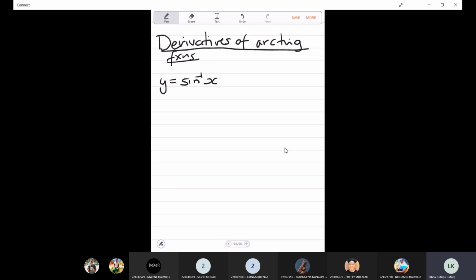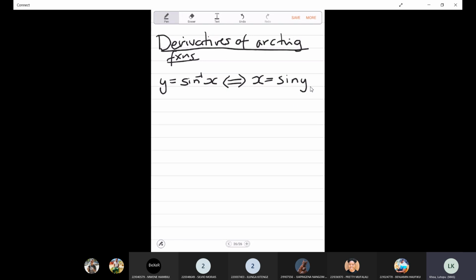So remember, if y is equal to sine inverse of x, we want to find dy dx, or y prime. Now we don't know what the derivative of sine inverse of x is. So maybe what would help us is if we rewrite this function where x is the subject of the formula. And we did that already. We said that this is the same as x is equal to sine of y.